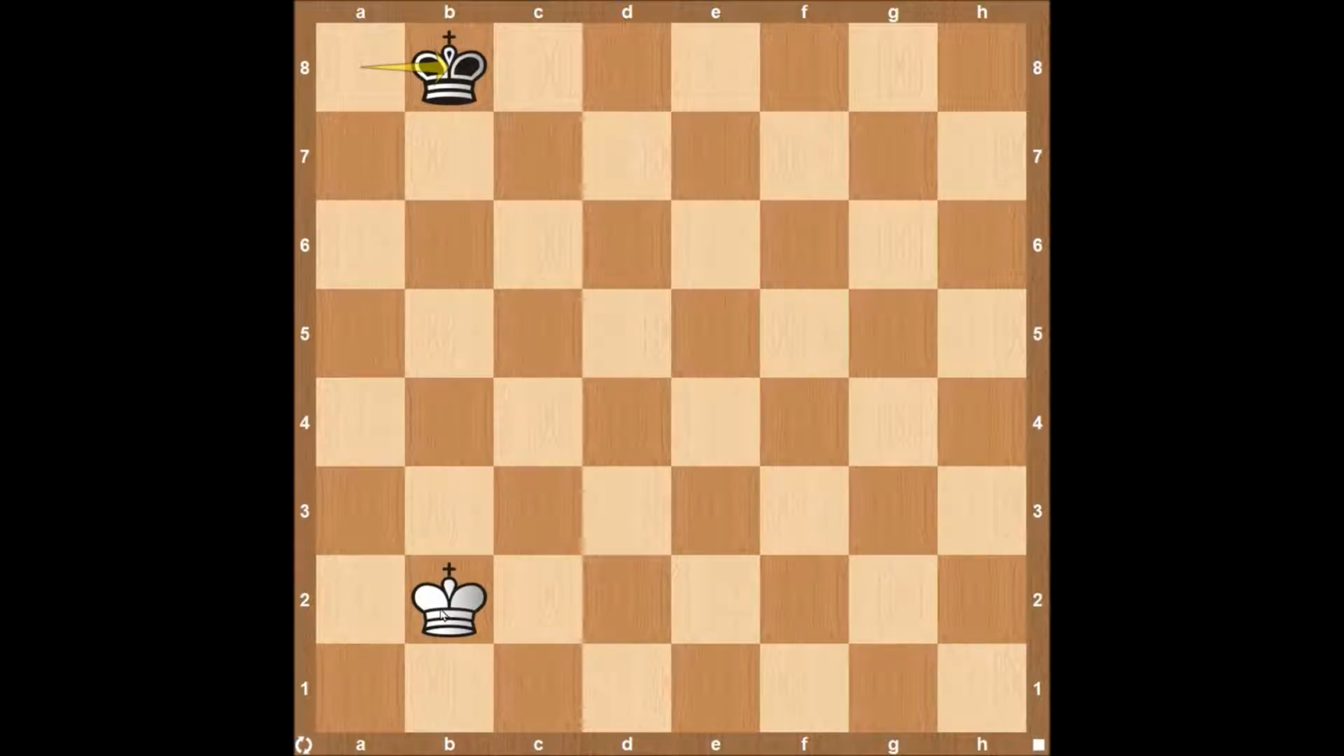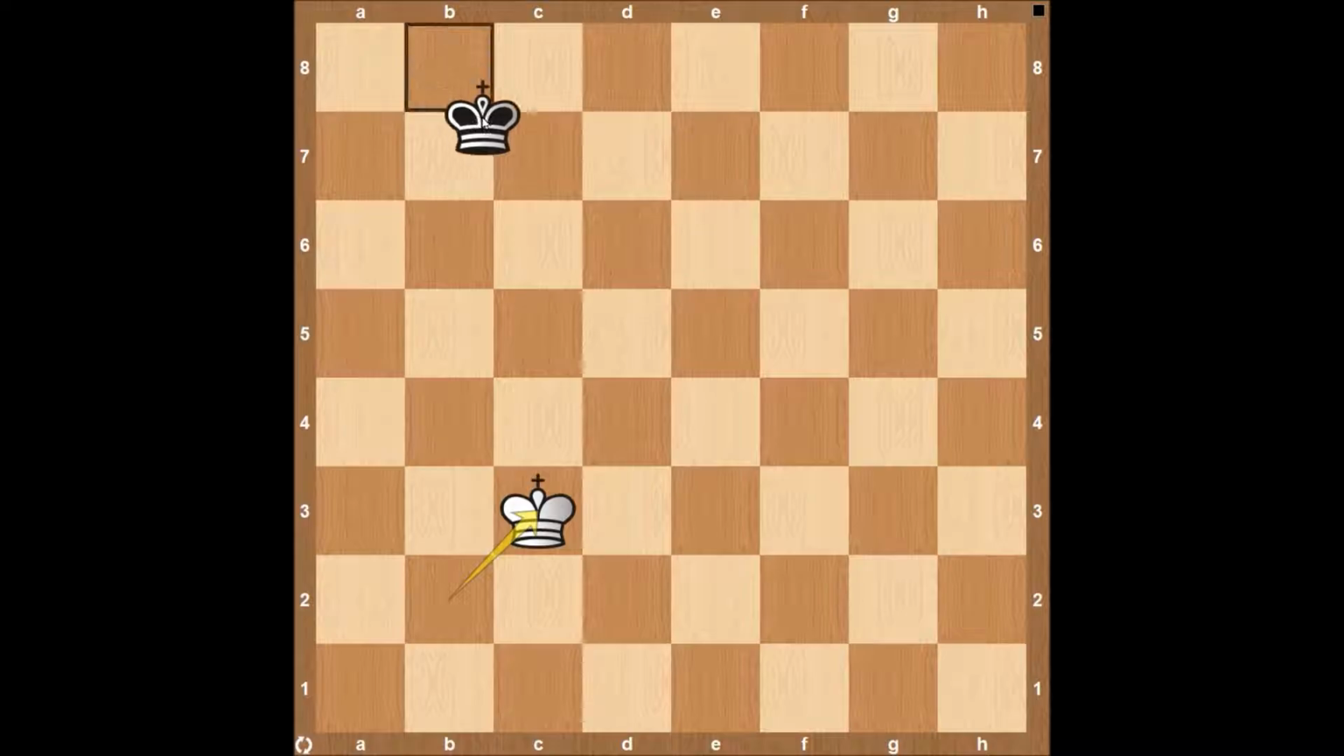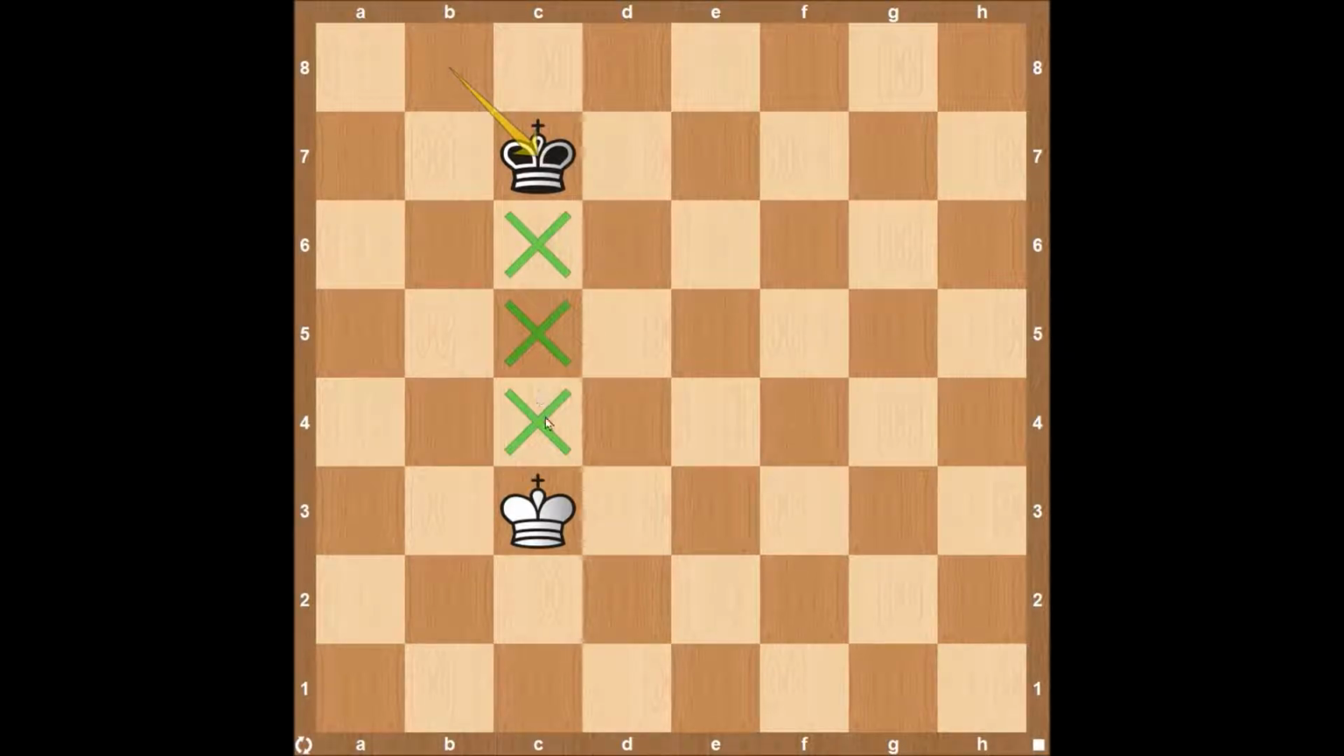Well, let's say white continues and they play king c3 here. Well, from black's perspective, really, they should play king to c7. The reason they should play king to c7 is once you have the opposition, your opponent can never take it back if you play correctly. But black needs to make sure that when they move their king, there's an odd number of squares between the kings. And let's see why that's important.